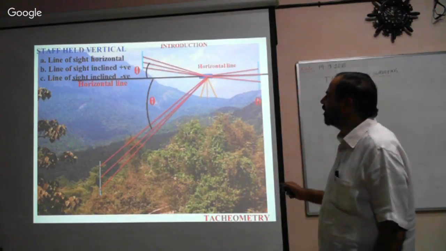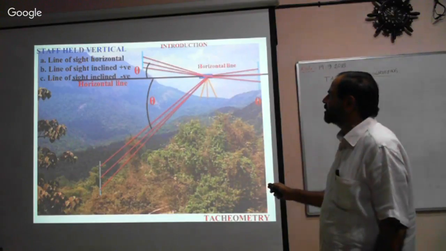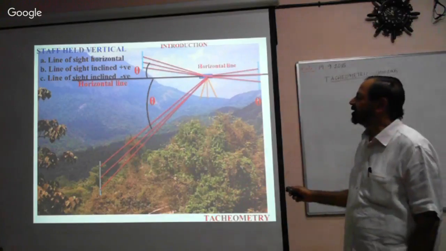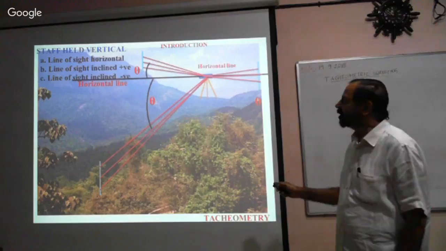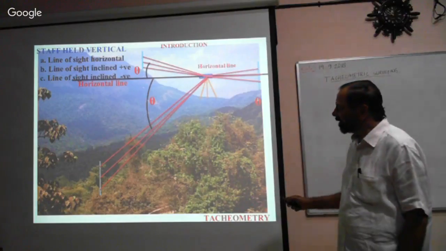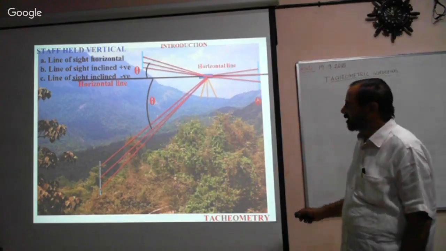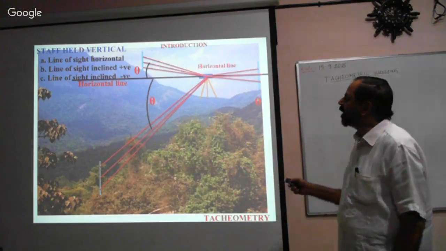Similarly, under this situation we need to take one more piece of information, that is three staff readings plus one vertical angle. Here also it is the same thing. The angle of depression is theta, and the three staff hair readings. Now we will discuss one by one how to find out.